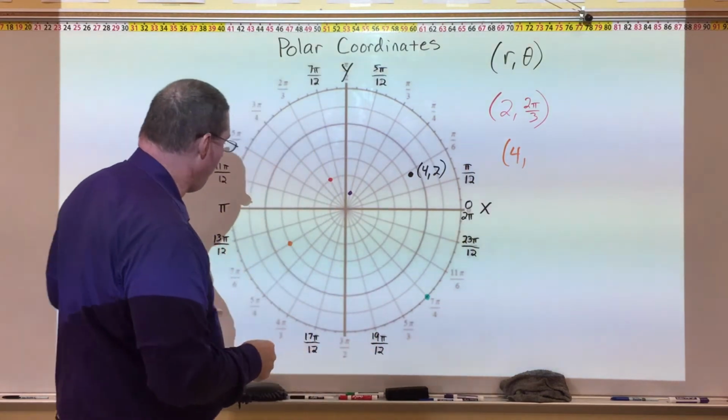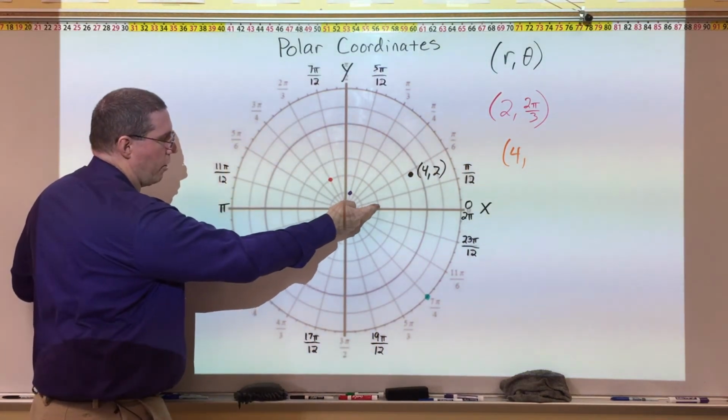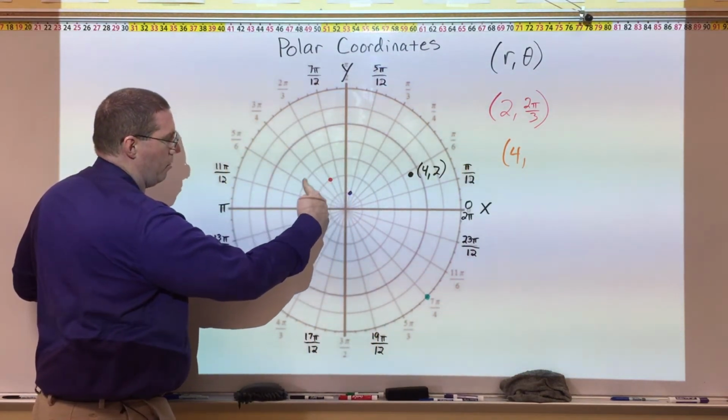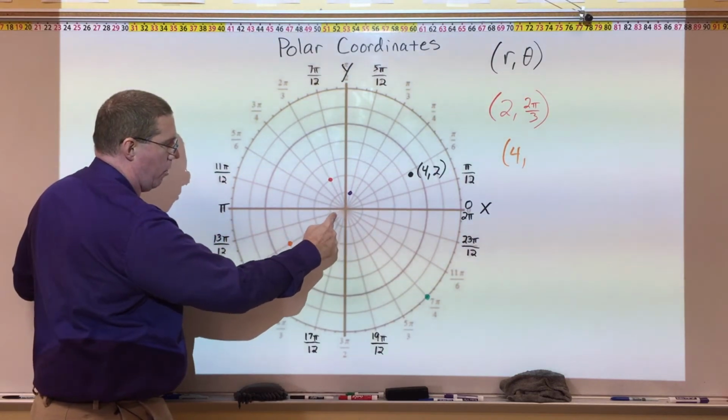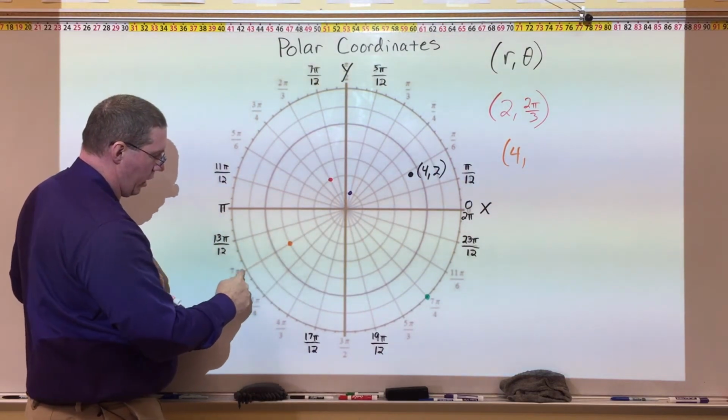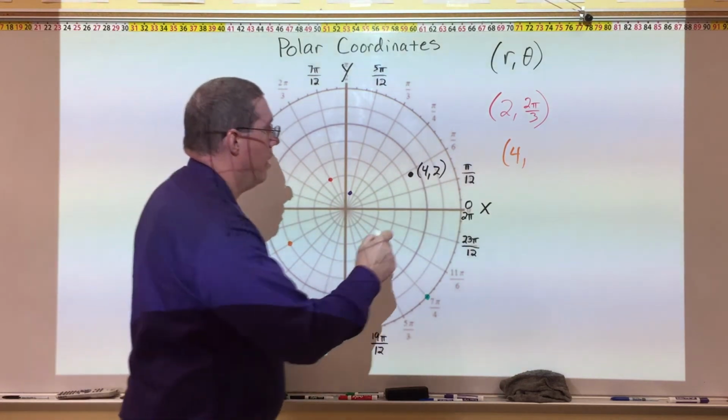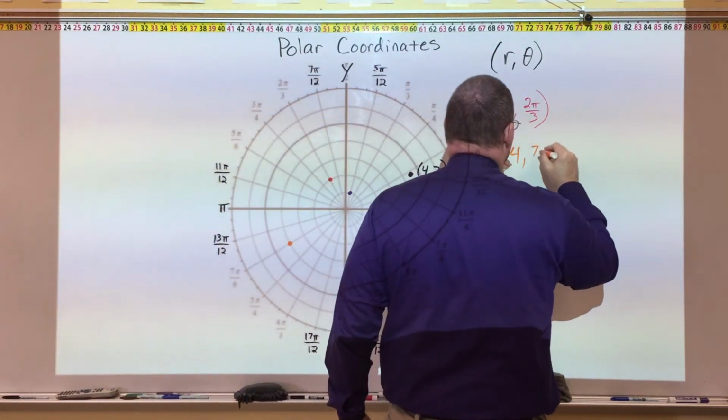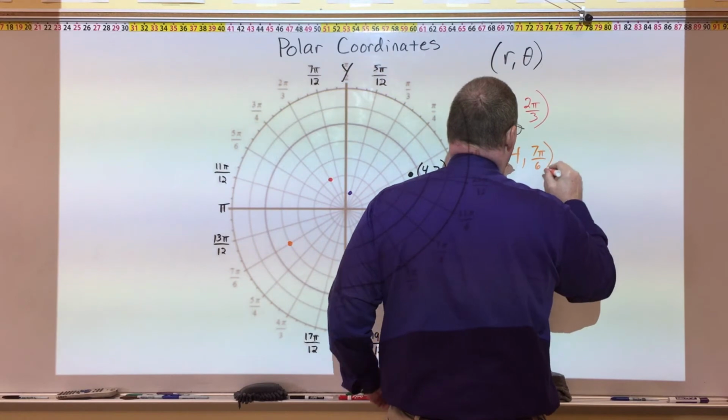And then what is the theta angle measure? Okay, well, it's going to start here, and it's going to come around to right here, along this line right here, which is at 7 pi over 6. So this is the point 4 and 7 pi over 6.